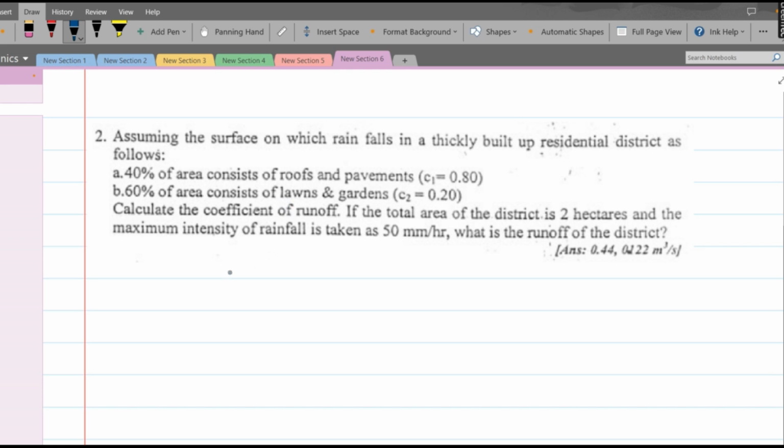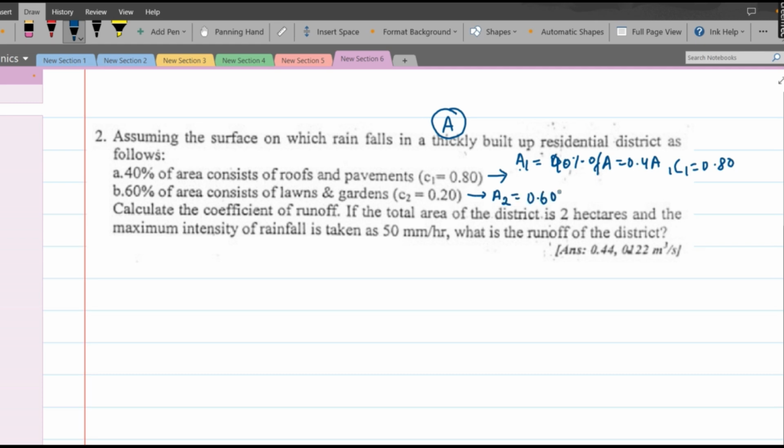So in order to calculate the coefficient of runoff, we need to first find out the areas, right? Let's assume the total area is A. The area A1 equals 40% of A, that is 0.4 A, and C1 is given as 0.80. Again here A2 is 0.60 A, 60% of A, and C2 is 0.20, right?